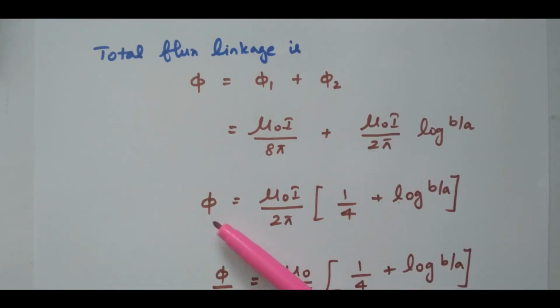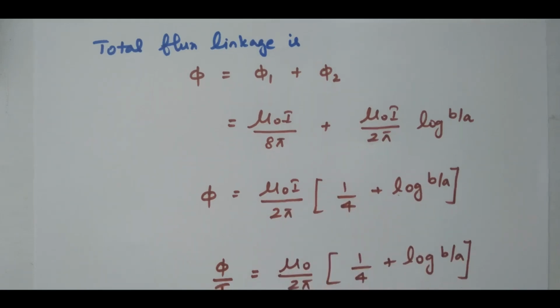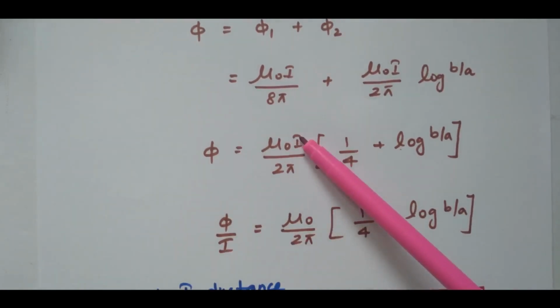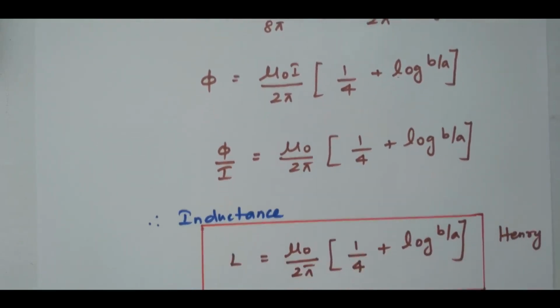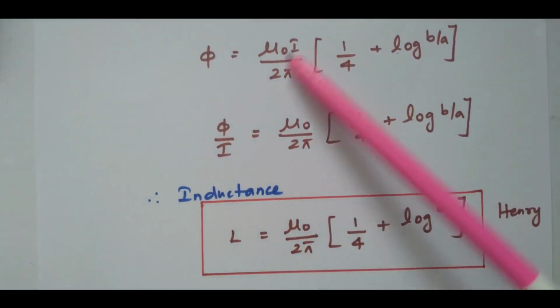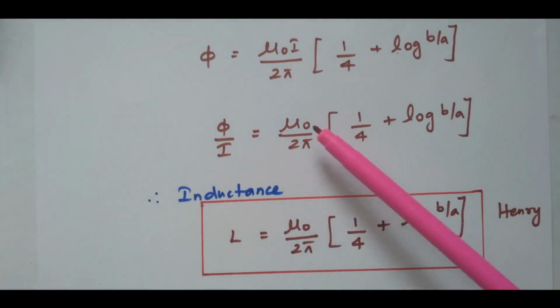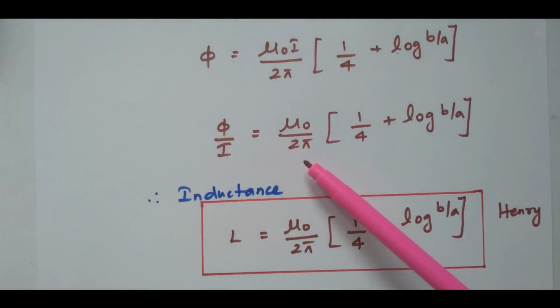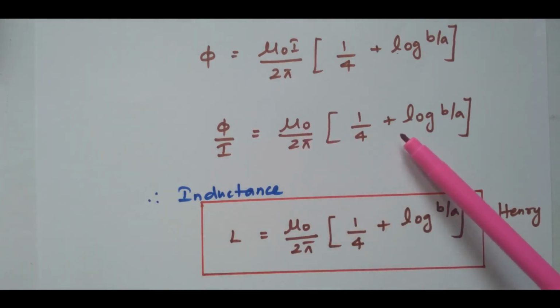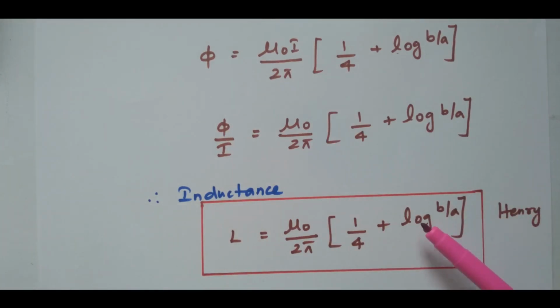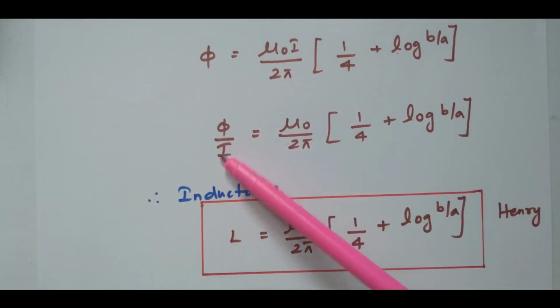So flux equals mu naught I divided by 2 pi (1/4 plus log b by a). This is the flux value, but what we need is inductance, right? So bring this I into the denominator, so that flux divided by I equals mu naught divided by 2 pi (1/4 plus log b by a), right? This I is brought into the denominator.